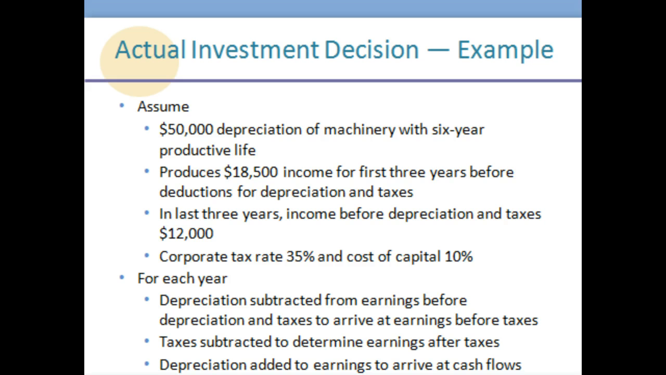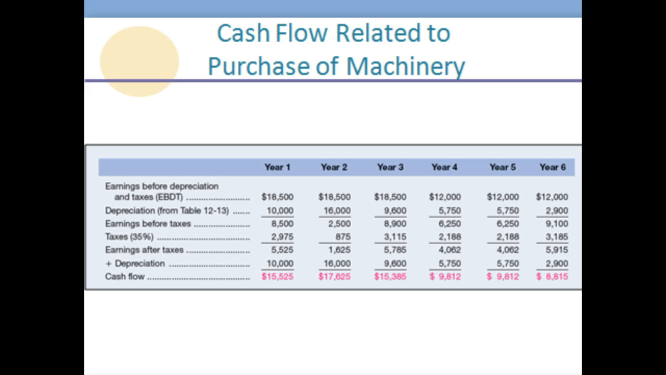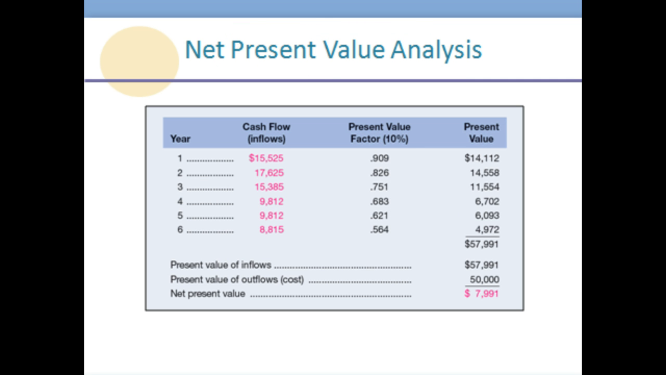For each year, depreciation would be subtracted from earnings before depreciation and taxes to arrive at earnings before taxes. Taxes are subtracted to determine earnings after taxes, and depreciation added to earnings to arrive at cash flows. Here is a graphic depiction of cash flow related to the purchase of machinery. And here is the net present value analysis for your review.